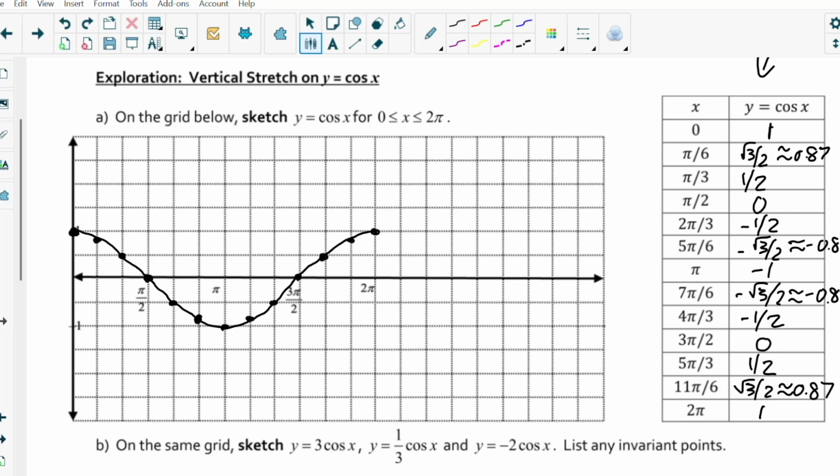Okay, so I'm going to connect the dots here. Okay. And then, just for fun, I'm going to continue that on through, right? Because I know what it's going to look like. Just all the way through, right? With a nice long cosine graph. Okay.